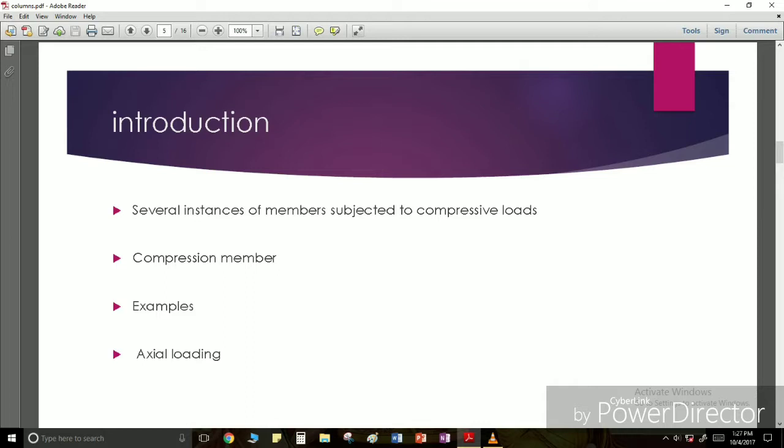Coming to the introduction, what will we discuss in it? We will discuss where we come across columns in day-to-day life. There are several instances of members subjected to compressive loads in daily life. What is the definition of a compression member, and first of all, what is the definition of compression? Examples of compression members, etc., and what is meant by axial loading.